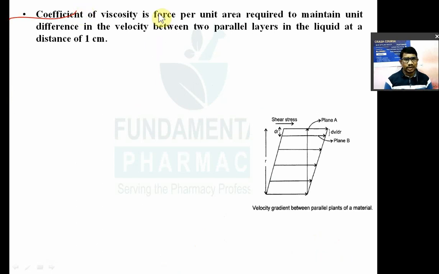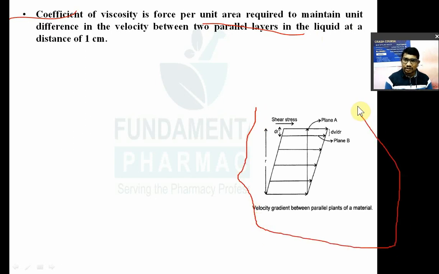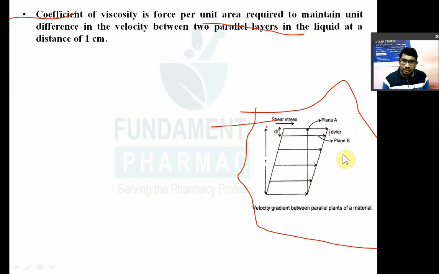It is the force per unit area required to maintain a unit difference in the velocity between two parallel layers of a liquid which are placed at a distance. Now a liquid can be considered as made up of different layers, different planes. If you apply a stress, applying force from here, each plane will slide on the other. Now the distance between plane A, the upper layer, and plane B is dr, and the velocity gradient is given by dv by dr. That's why F divided by G gives the viscosity.